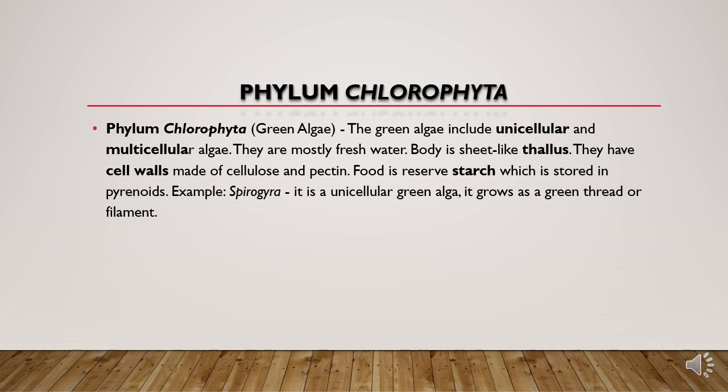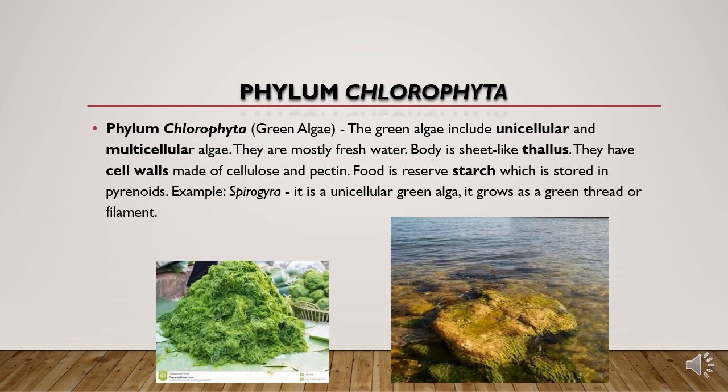Food reserve is in the form of starch, and an example is Spirogyra. That is an example of such a species. So these are what we call the green algae, as you can observe on the screen. So let us proceed.